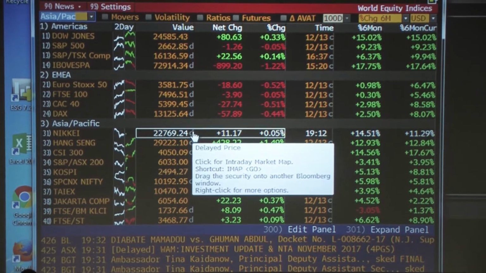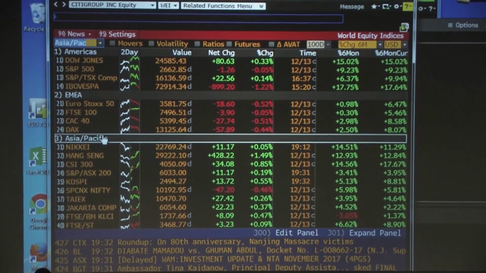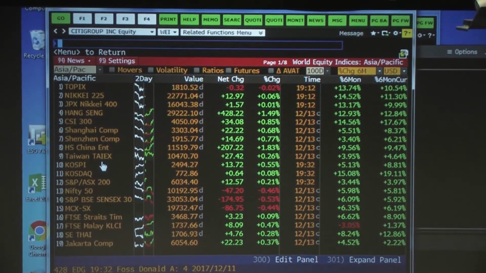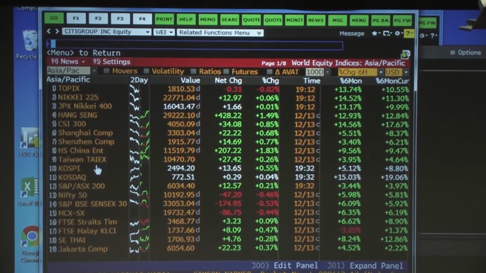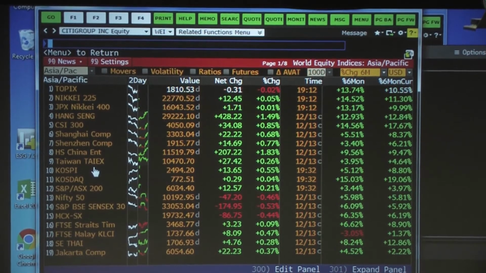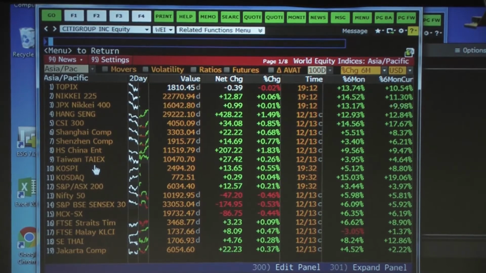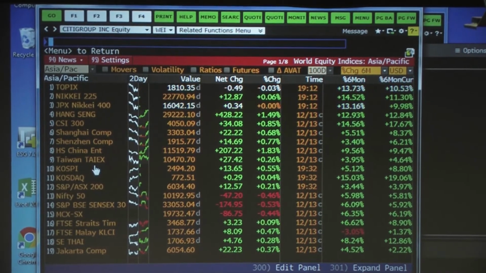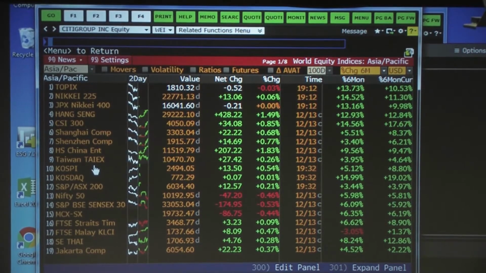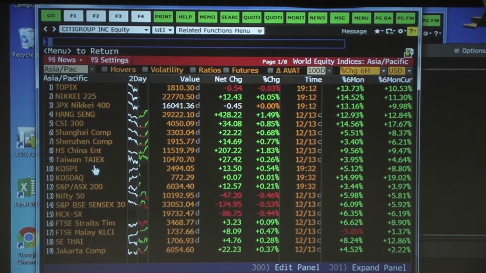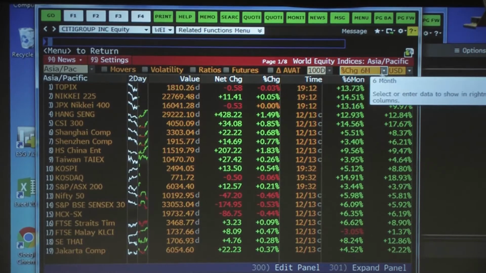Another thing we could do is click on Asia Pacific, and it'll bring up all the indexes within that area. Can someone tell me what the Nikkei is, or what country it represents? Japan, yeah. So the Nikkei represents Japan. It's good to learn what countries these indexes represent. You can see Asia had a pretty good day, more or less. Most of the indexes are up. Some of them are down. It's not always going to be the case, but you can see what the change was in the last 6 months. But let's say we want to see the last 12 months.